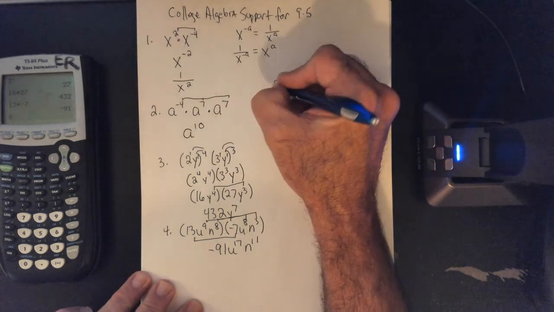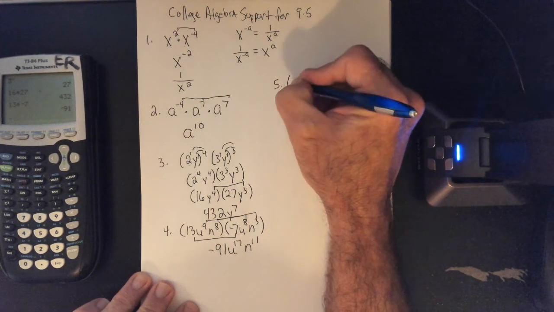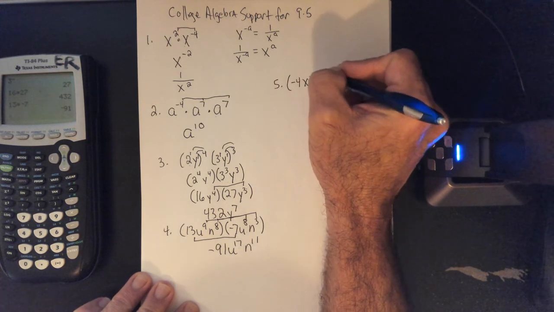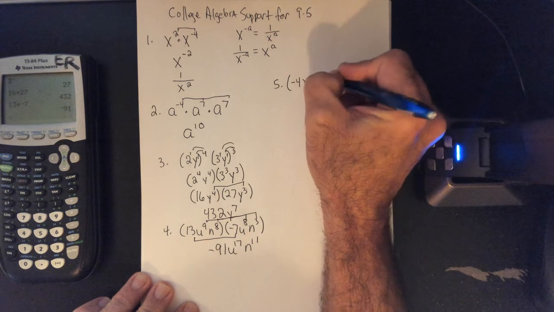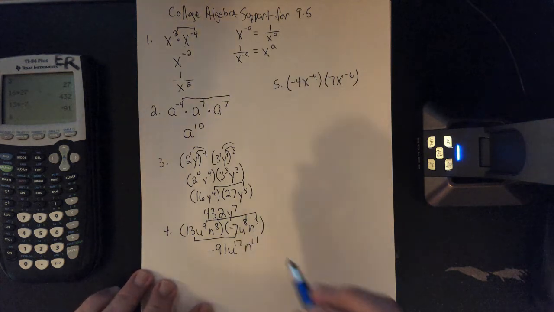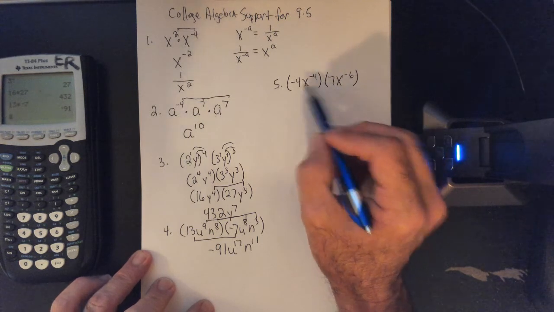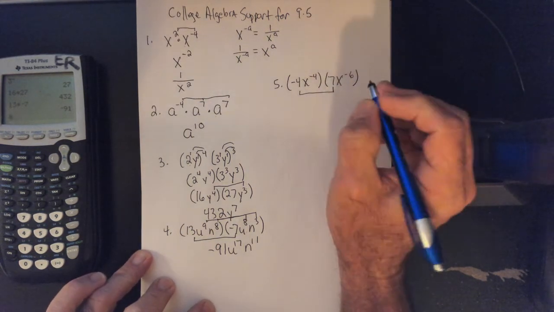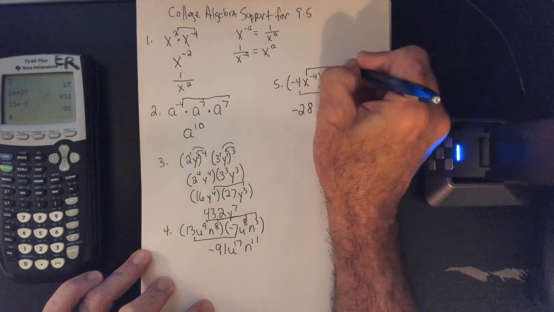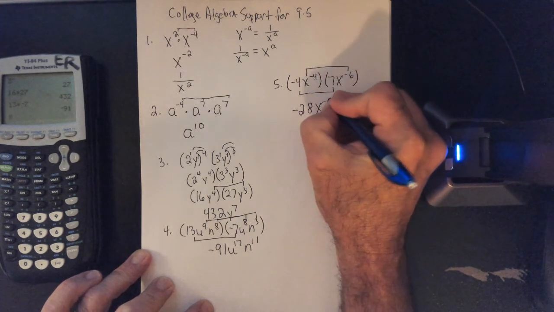Alright, number 5. Same thing: I've got negative 4x to the negative 4th times 7x to the negative 6th. There are no exponents on the outside and nothing you can do on the inside, so we're going to start multiplying. Negative 4 times 7 is a negative 28. X to the negative 4 times x to the negative 6: negative 4 gets added to the negative 6 to make a negative 10.